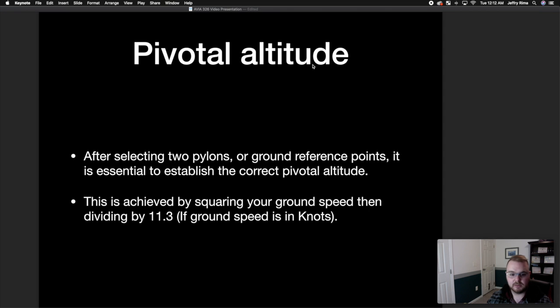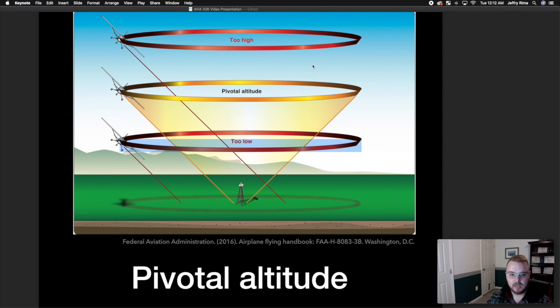So after you establish your pivotal altitude, this is kind of a description of what happens. When you're on your correct pivotal altitude, you're going to be able to turn around this reference point while keeping that pylon directly underneath the reference point, which is going to be somewhere on your wing right here. If you're too high, you're obviously going to be outside of your reference point here. If you're too low, you're going to be inside of your reference point as you make your circle around. And your reference point is never really going to be on the pylon.